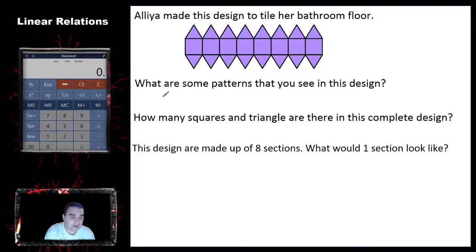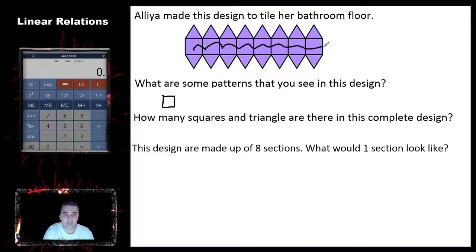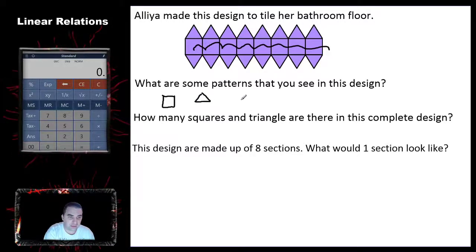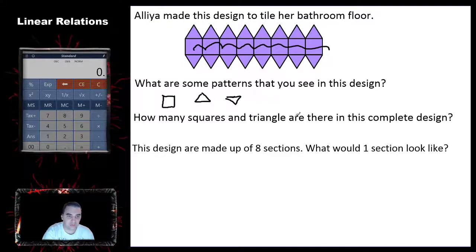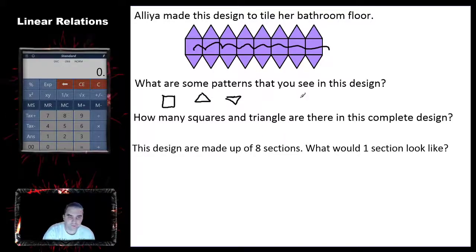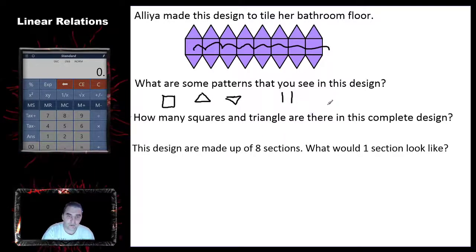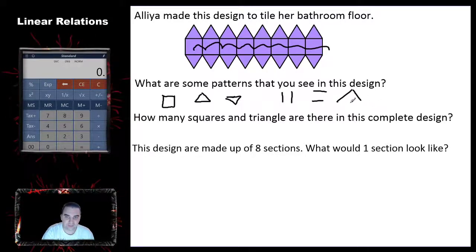Well, I definitely see that there are squares, and the squares are repeated from one to the next. There are also triangles. There's a pointing upward triangle and a pointing downward triangle, and those are repeated as well. You could also break it down further and talk about vertical lines, horizontal lines, and oblique or slanted lines, and so we will talk about that.